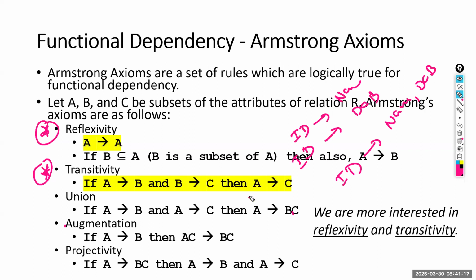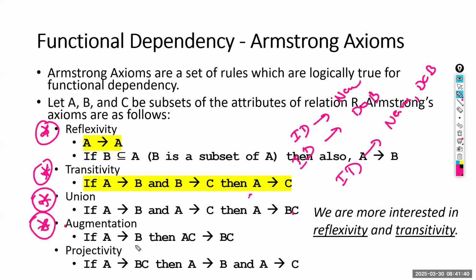So BC means BC combination. If we know ID, we know name and date of birth combination because ID determines name, ID determines date of birth. That is called union. Axioms related to unions. Then we have the augmentation axiom.